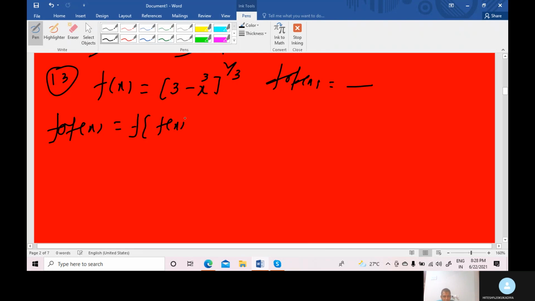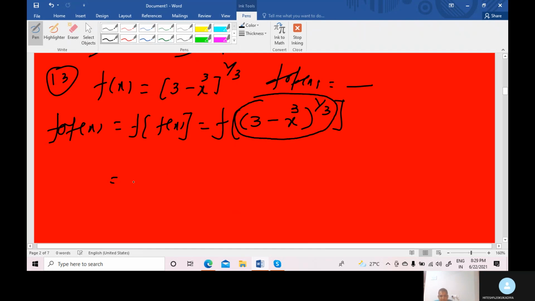So f of f(x) is (3 minus x cube) raised to power 1/3. Again we use the function f(x). For the function f(x), again we use x. Remember here, student, we write the function f(x) as 3 minus x cube raised to 1/3. Right? Now place here this value of x. So (3 minus x cube) power 1/3.